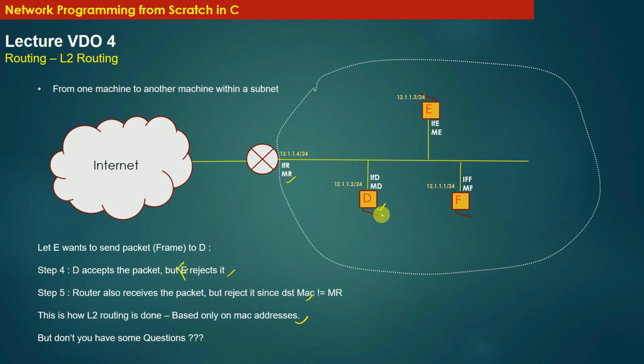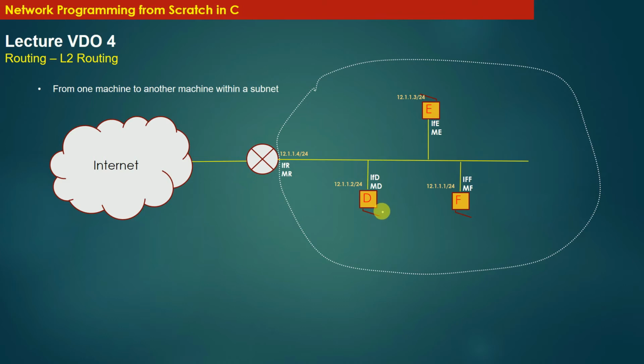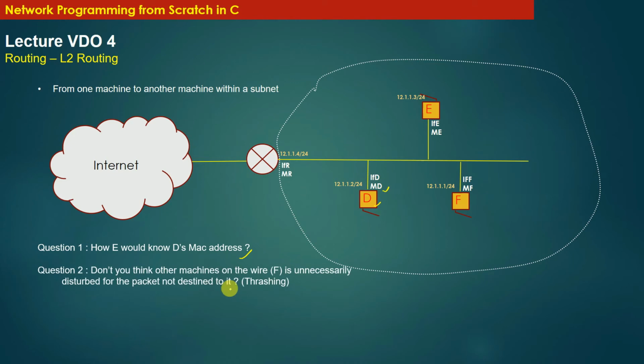Now there must be some questions. How would E know D's MAC address? This is the first question. How would E know that it has to send the packet to machine D, which is connected to the wire with the interface whose MAC address is MD? How will E know this?